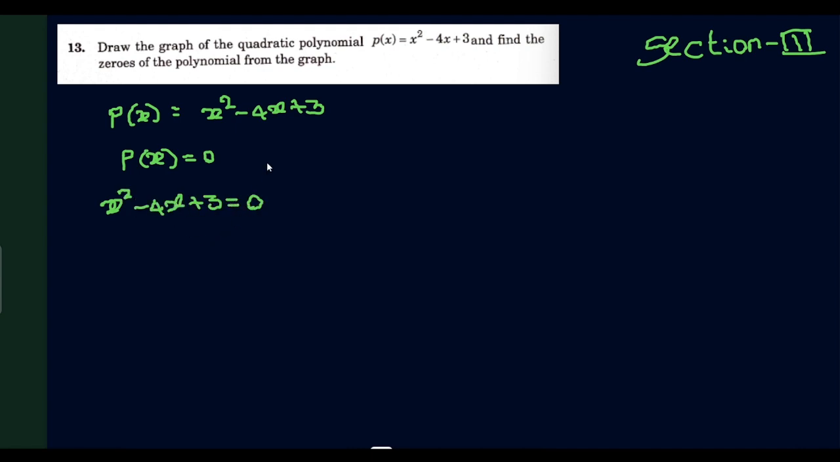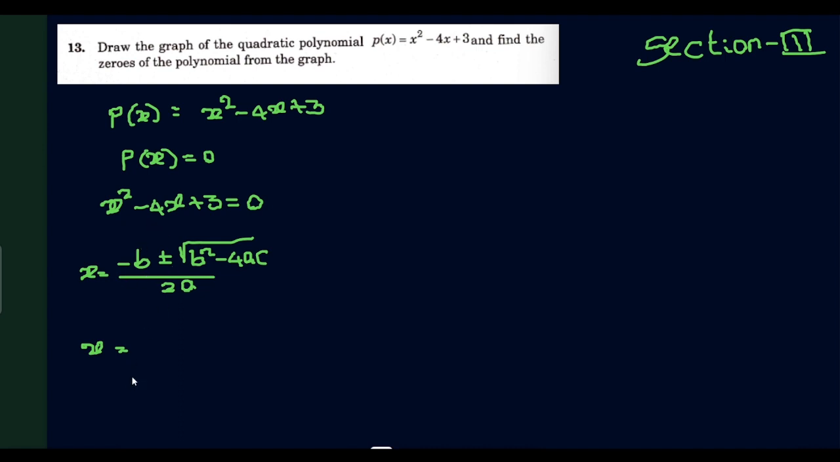Here we can simply use the quadratic formula, that is x is equal to minus b plus or minus under root b square minus 4ac, by 2a. Got it? So x is equal to, what is b? Minus b.